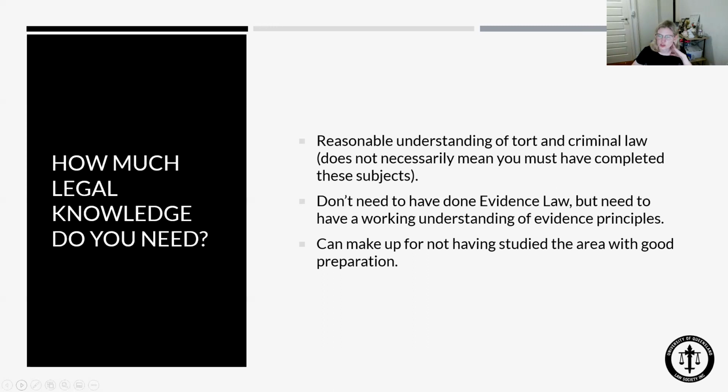There is always a question about how much legal knowledge is actually required to compete in the competition. For what it's worth, I competed after I had done tort and criminal law, but before I'd done evidence law. There are a number of competitors that do compete before they do evidence law, and we've had competitors, including extremely good competitors, who have competed without having done all of tort or crime.